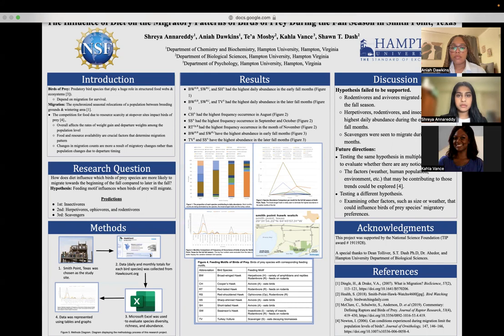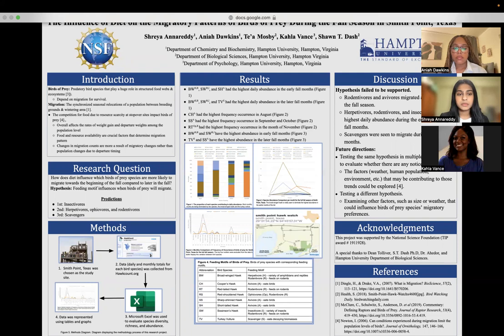Like I said, there are numerous research studies conducted on the factors of influence. However, there's limited research on the influence that diet specifically has on these patterns. So, taking an approach based on identifying their feeding habits for the birds of prey, such as being insectivore or omnivore, can be useful to assess if the diet of the bird may influence when they will migrate during the fall season. Because of this, our research question is, how does diet influence which birds of prey are more likely to migrate towards the beginning of the fall compared to later in the fall?